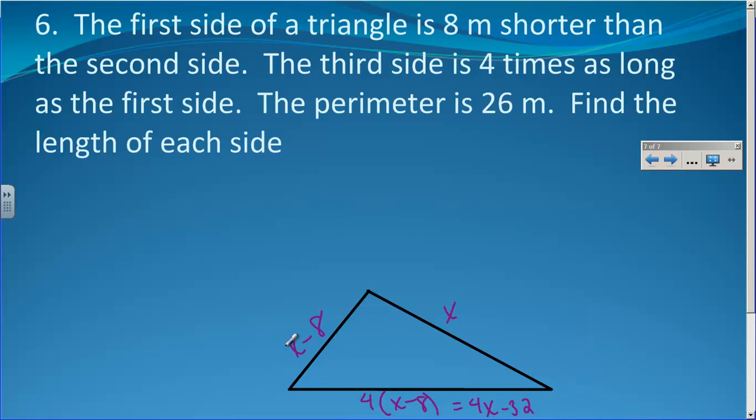So we'll add them all up. x plus x is 2x plus 4x is 6x. Negative 8 minus 32 is negative 40. And it has to equal 26. To find the length of each side, solve this for x, then substitute it in. So come in tomorrow ready to give me the length of each side.